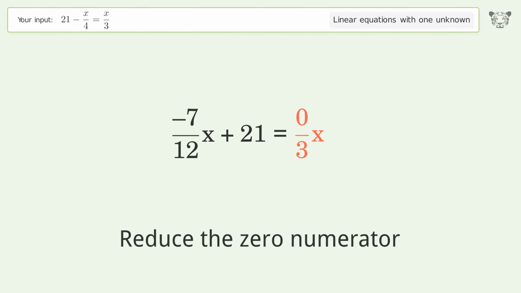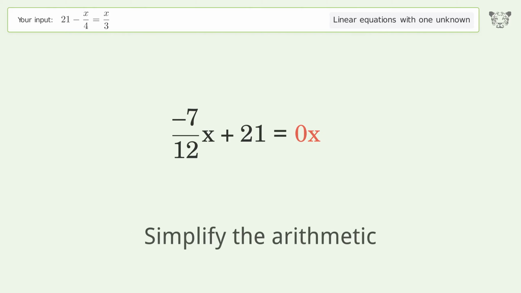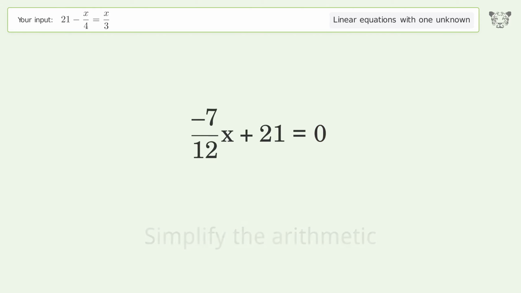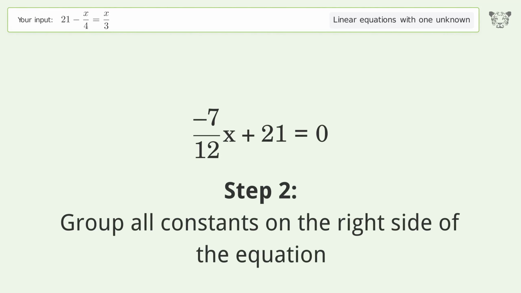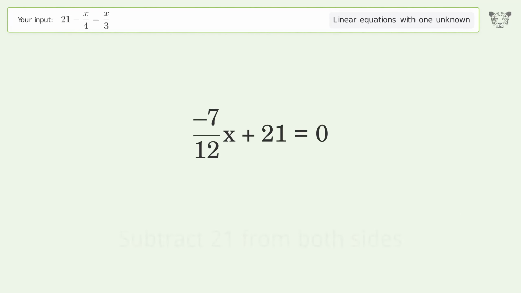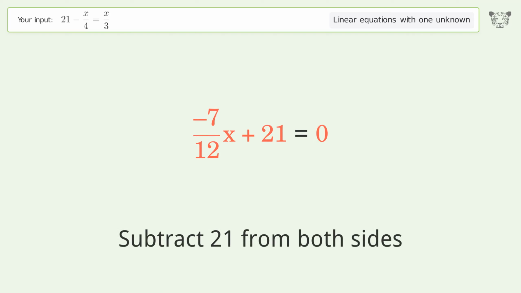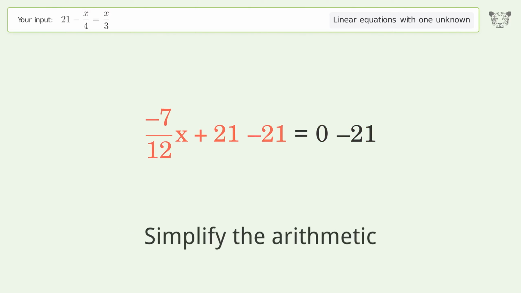Reduce the zero numerator. Simplify the arithmetic. Group all constants on the right side of the equation. Subtract 21 from both sides. Simplify the arithmetic.